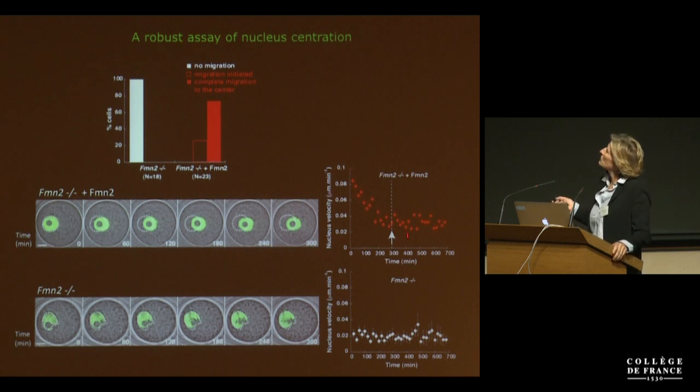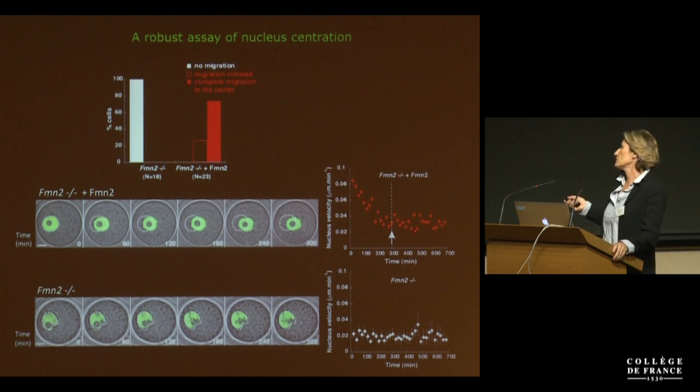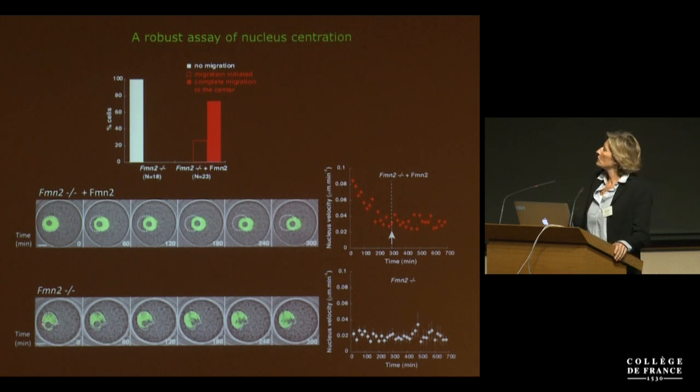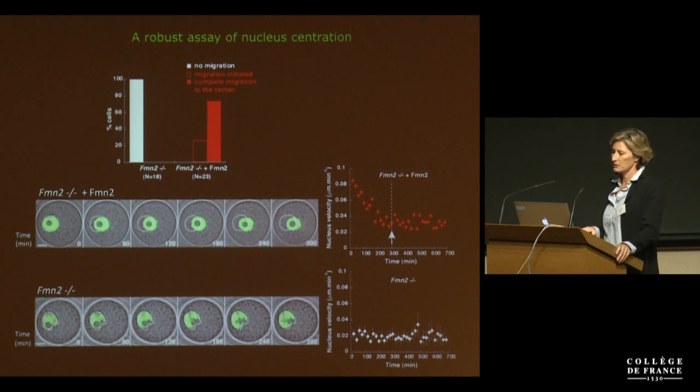And then you see that the nucleus centroid undergoes basal oscillation, and we think that these basal oscillations are probably due to the fact that the nucleus is actually deformable. So it drifts a little bit around the center of the oocyte. In formin 2 knockout oocytes that don't re-express the formin 2 protein, the nucleus stays off-center, and you see this basal oscillation of the nucleus centroid during the time course of the experiment.